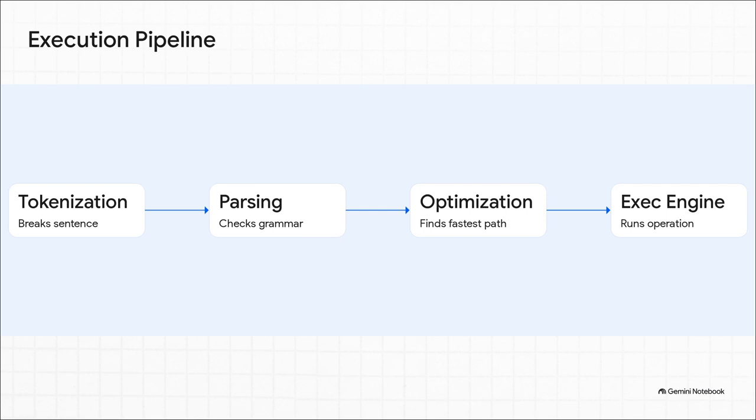It goes through a really strict execution pipeline. First up is tokenization, which chops the sentence up into smaller recognizable words or tokens. Then parsing kicks in to check the grammar, essentially making sure you didn't make any syntax errors. Next is optimization. Think of this as the database's brain figuring out the absolute fastest, most efficient path to fetch your data. And finally, the execution engine takes that highly optimized plan and actually runs the operation.